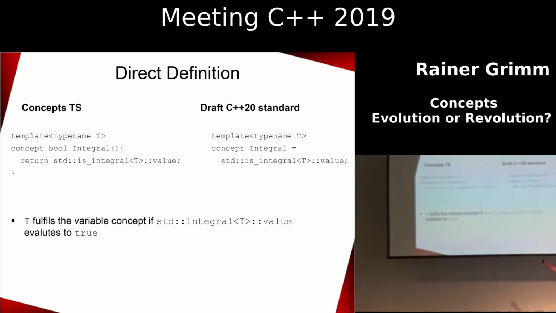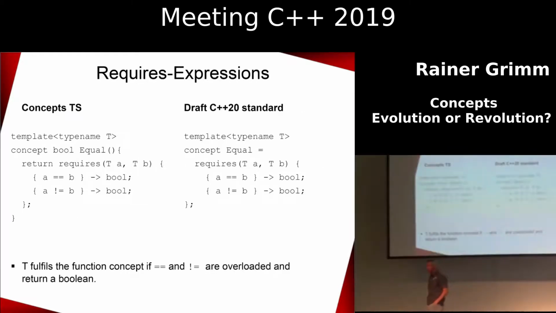Okay, but you see, this was the old syntax from the concepts TS, and on the right you see the new syntax, the draft syntax. Okay, this is a kind of direct definition. This is easy, but there's also a definition which internally uses a requires expression. On the left, you see the old version, on the right, the new version. All my examples are made with the left version, but I show you the right version. Anyway, you see, the bool is missing.